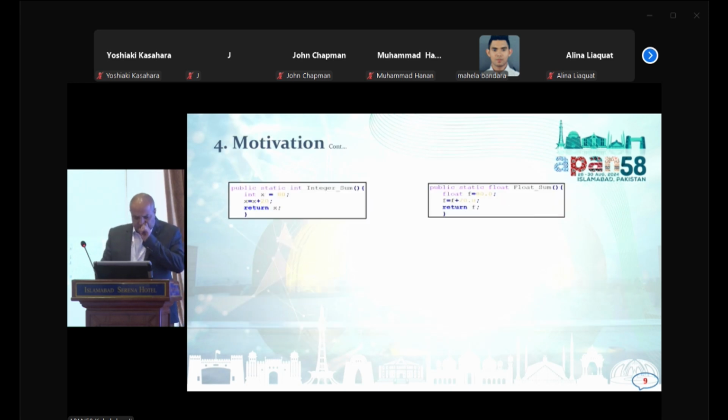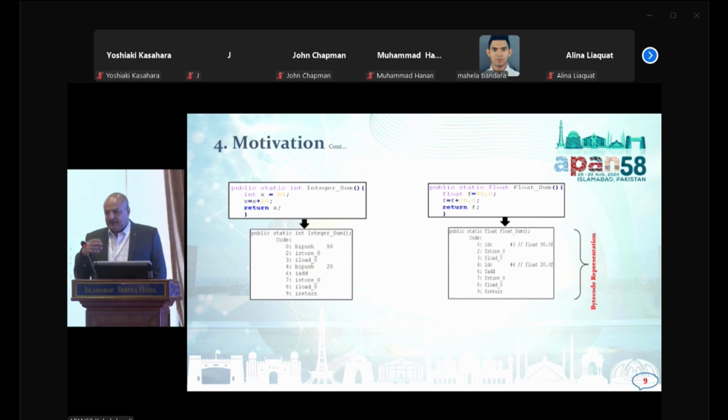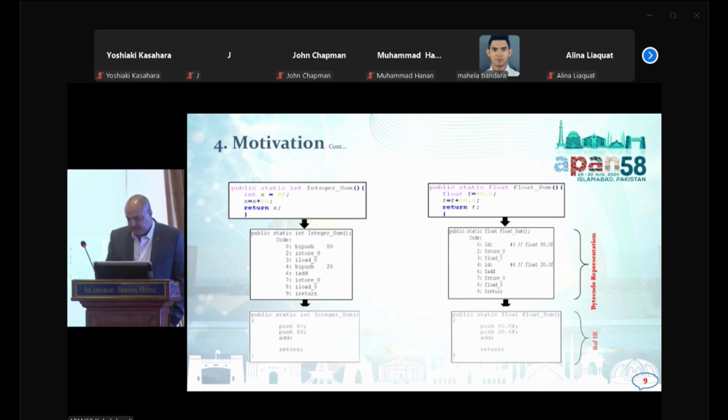In this figure, to show you the potential of using this intermediate representation, we have two code fragments that compute the sum of two numbers, the left one for integers and the right one for floating numbers. If we generate the bytecode, as you can see, the generated instructions are different. But if we use the above intermediate representation, the generated instructions are almost the same.